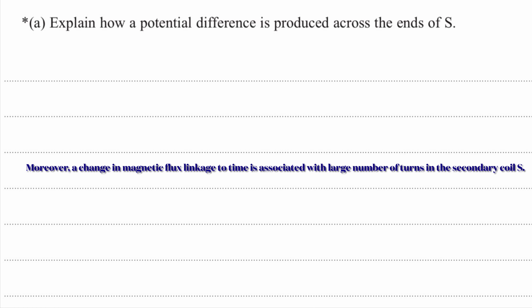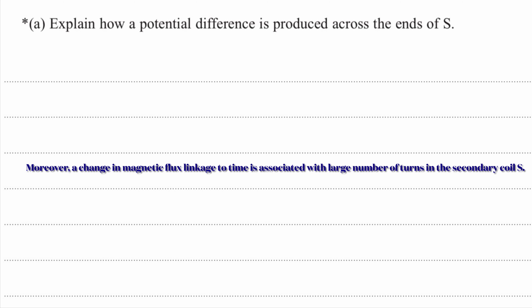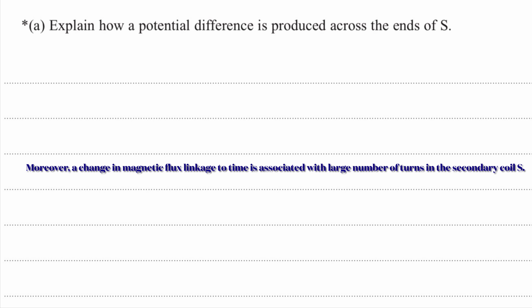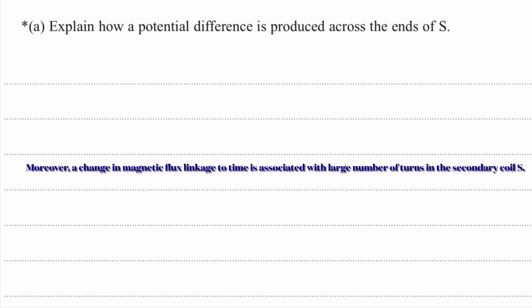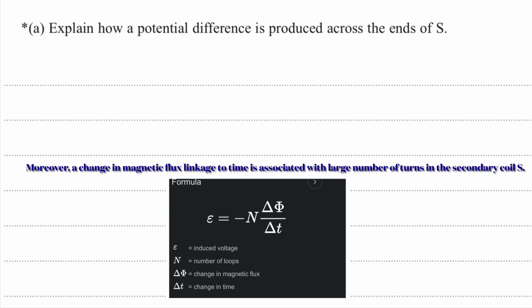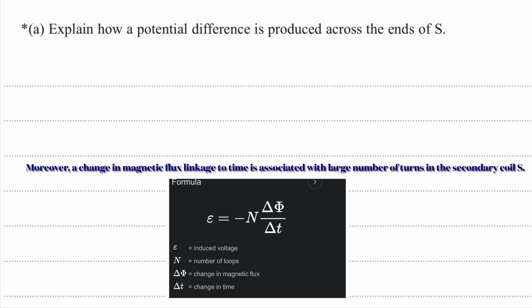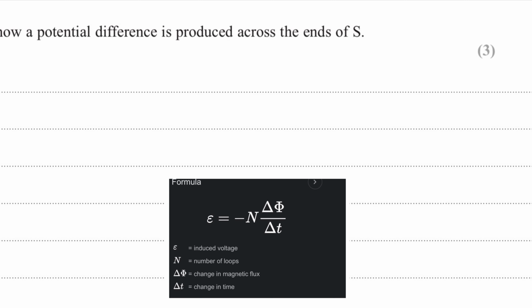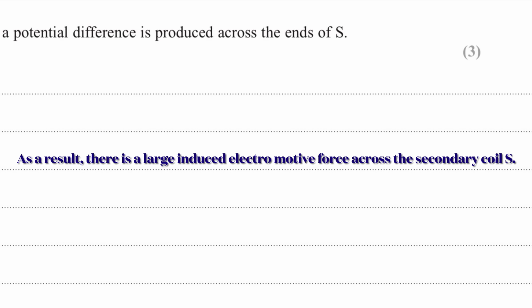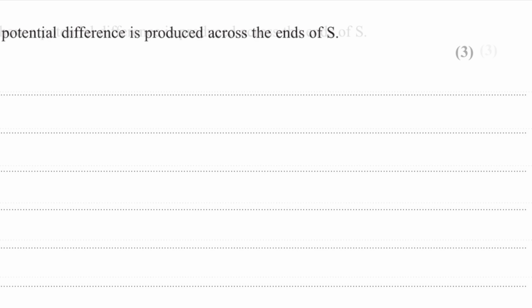Moreover, the change in magnetic flux linkage with time is associated with a larger number of turns in the secondary coil S. According to Faraday's law, epsilon equals minus N delta phi divided by delta t. As a result, there is a larger induced electromotive force across the secondary coil S.